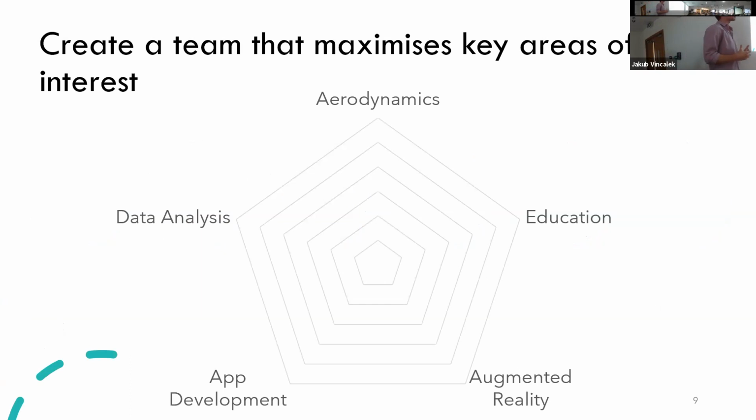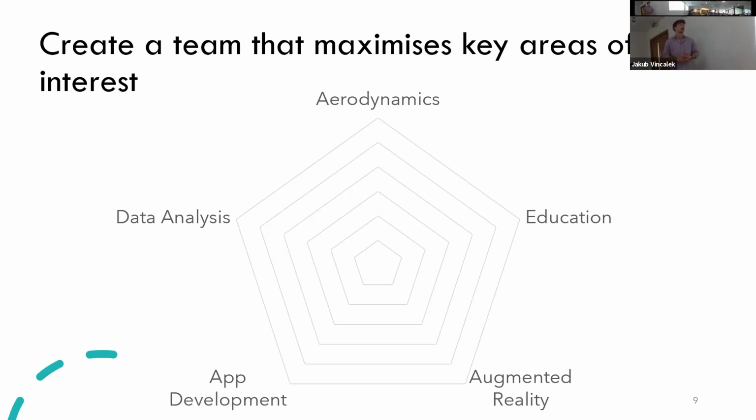There's some key aspects to creating a good team. And the first is to create a team that maximizes key areas of interest. So when we talk about AeroDoodle, we have an app that has aerodynamics in it. We're targeting it towards children, so we need someone who's an expert in education. It's an augmented reality app as well, so we need someone who's an expert in that. Obviously, you're making an app, so you need someone who's good in that. And then we also wanted to ask teachers what they thought about our app through a survey. So we need someone who's good at data analysis.